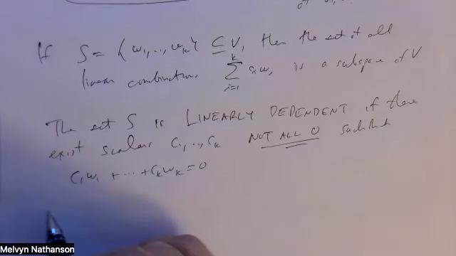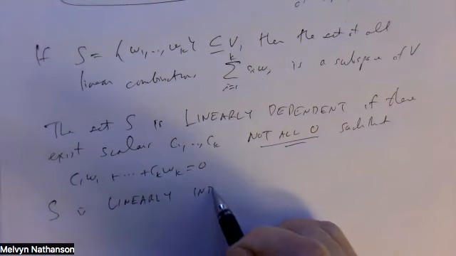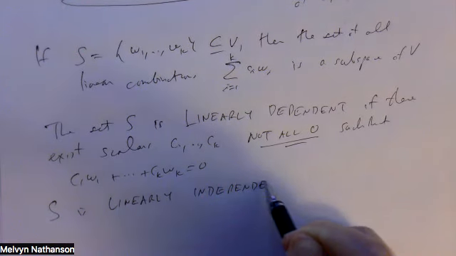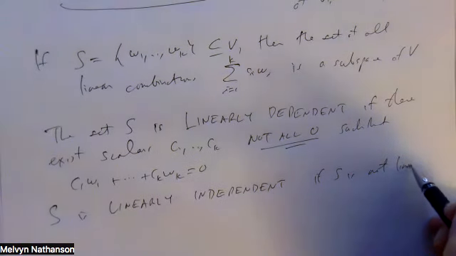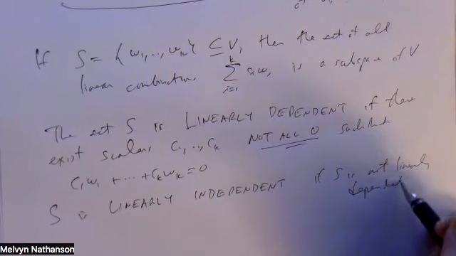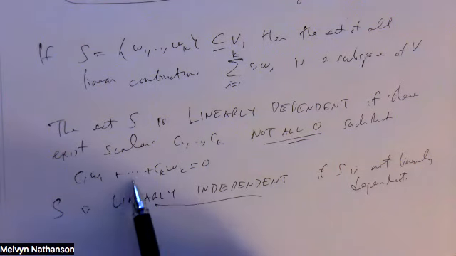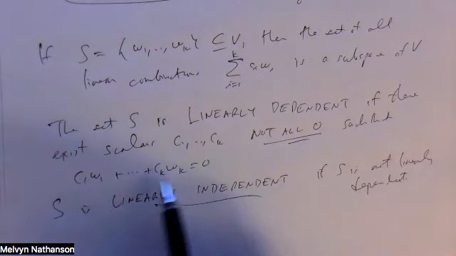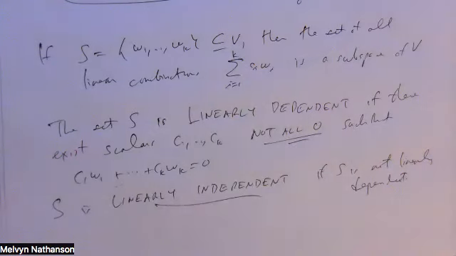And S is linearly independent if S is not linearly dependent. So if a set is linearly independent, if some linear combination of the vectors in the set is zero, then all scalars must be zero. And everything we saw in Rn, all the theorems carry over unchanged to this more general setting.